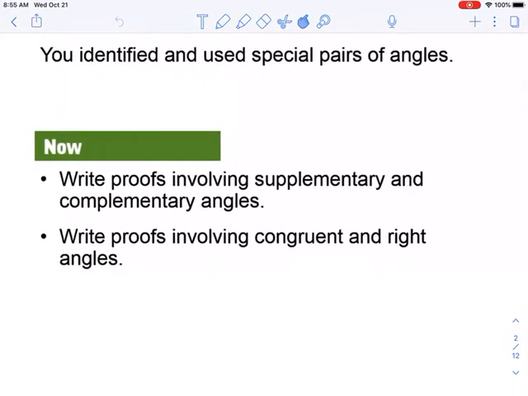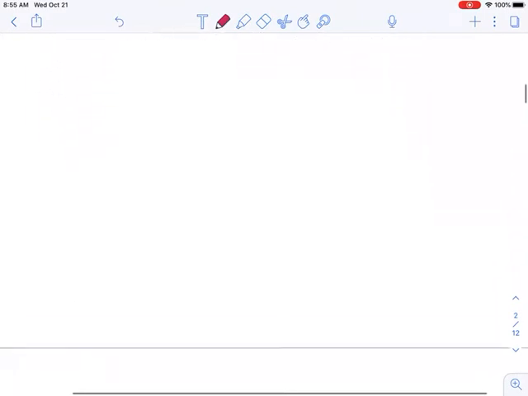All right, so we previously have identified new special pairs of angles. They're going to be coming up again here. You'll see we have supplementary and complementary, and we have right angles. Congruent is not a type of angle, but it just says that two angles are the same measure.